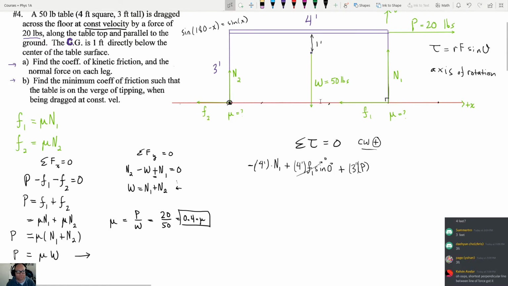All right. Last is the weight. So for the weight, we're going to have the force, which is the weight. And now that we've said that, can you all just think for a moment? What's the lever arm for the weight going to be?